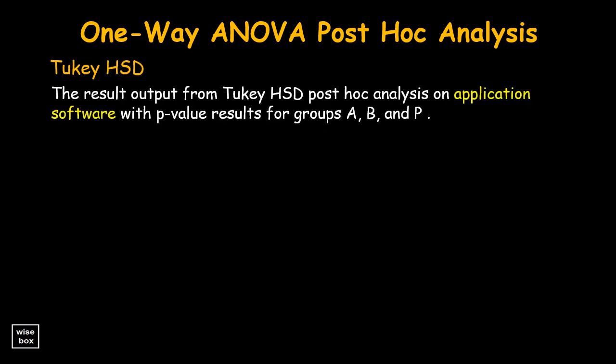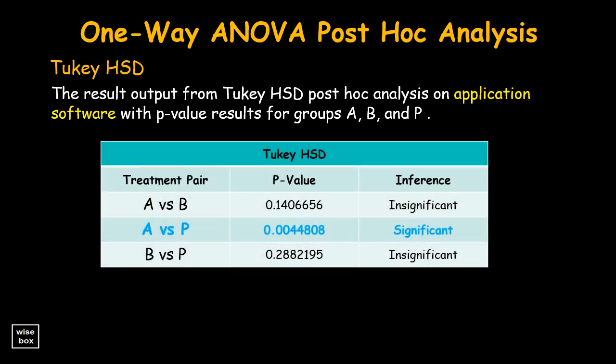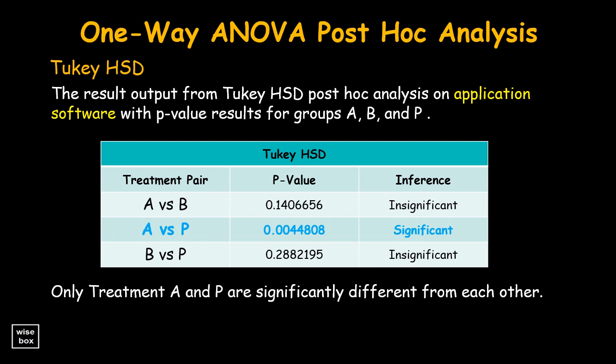Here is the result output from Tukey HSD post-hoc analysis on application software, with p-value results for groups A, B, and P. Please notice that only treatment A and P are significantly different from each other.